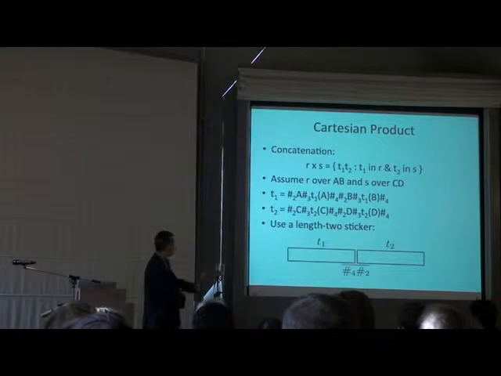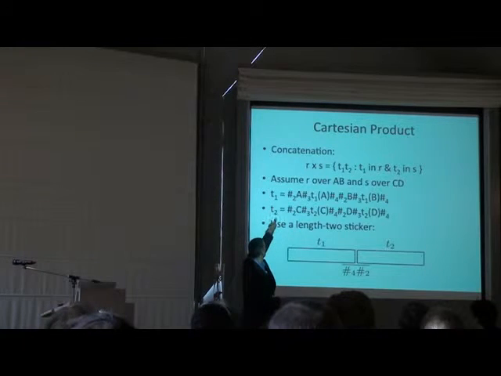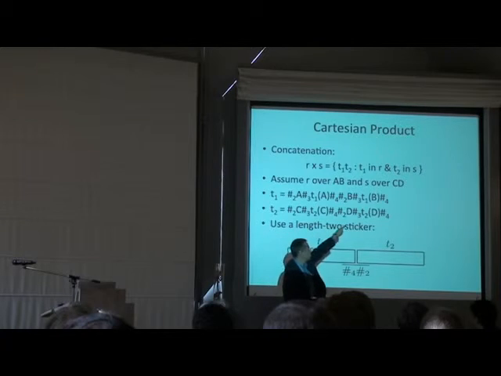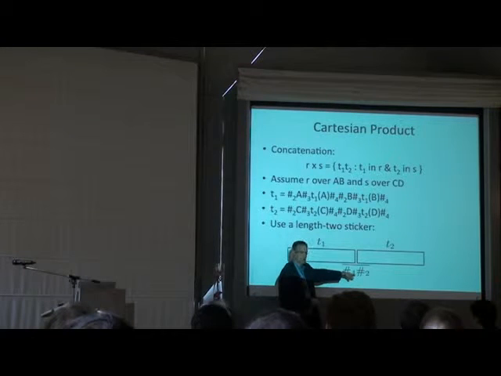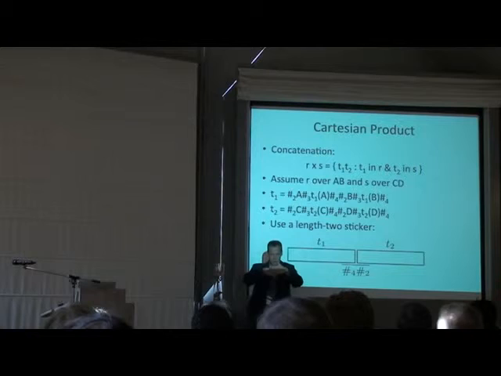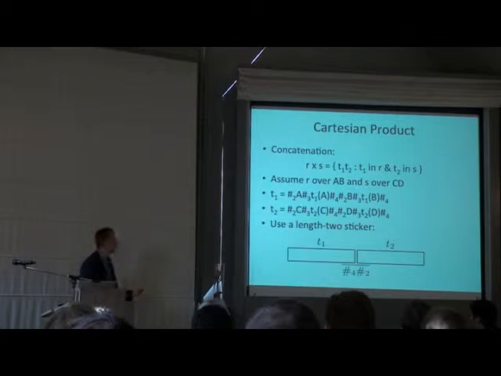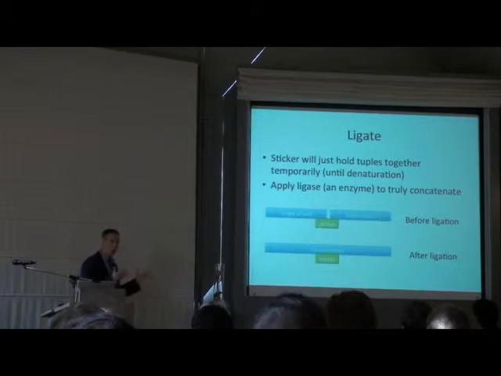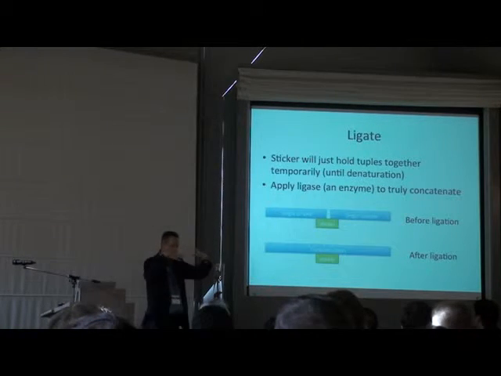I will explain this also, but a little bit more quickly. So the idea is that since every tuple begins with #2 and ends with #4, what we could do, if we could use a sticker, but now not of length 1, but of length 2, which is the #4 complement and the #2 complement. That means that this will stick to the end of T1, this will stick to the beginning of T2, and we have effectively concatenated them. There is one problem, however, that this sticker will just hold these tuples together temporarily until we denaturate, and then the sticker will come loose again and they will drift apart again. So we want to concatenate them permanently.